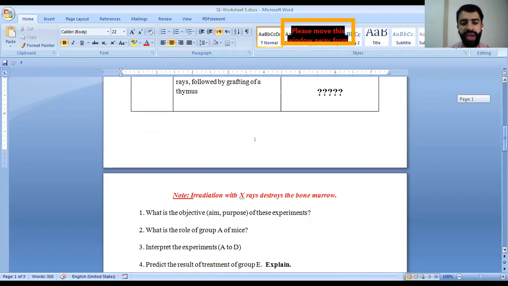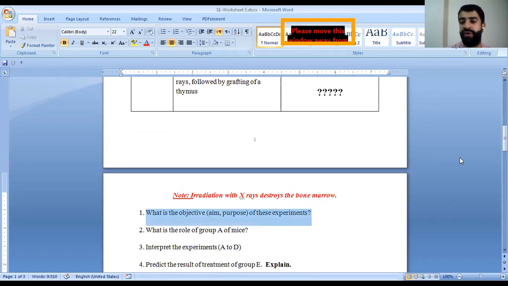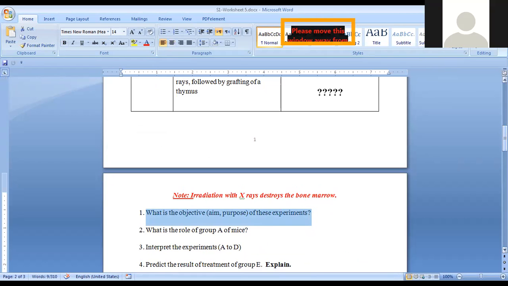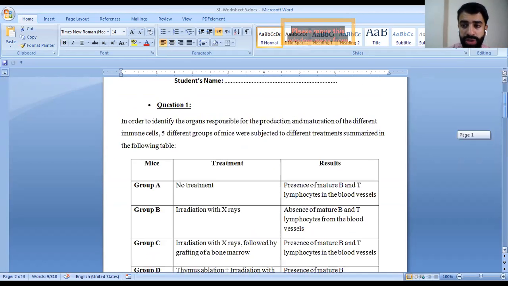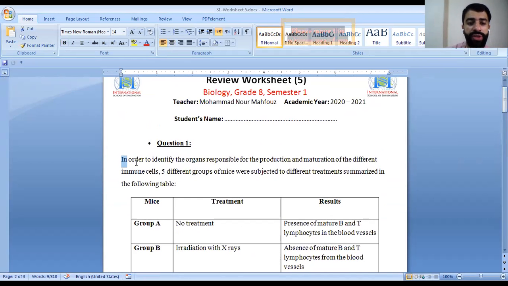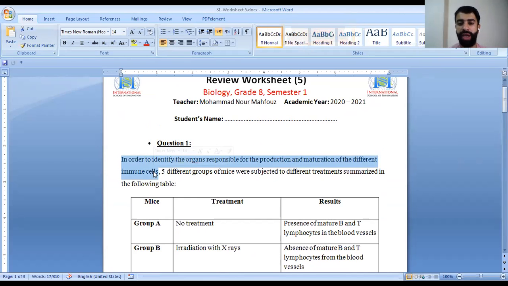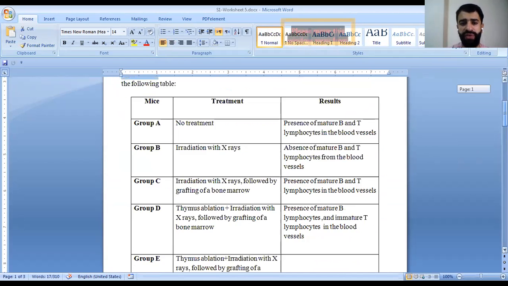So part number 1, we said what is the aim or the purpose or the objective of this experiment. Pay attention to this. All of them are why do we do this experiment? So we did this experiment to identify the organs responsible for the production and the maturation of the different immune cells. We have 5 different groups.